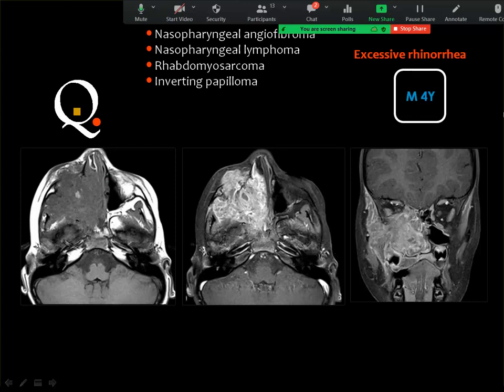The next case is a male child, 4 years old, with excessive rhinorrhea, and you can see in the MRI T1 a big mass in the nose as well as in the infratemporal fossa. The mass is heterogeneously enhanced, and you can see the full extent of the lesion inside the nose, inside the orbit, as well as in the infratemporal fossa. These are the diagnostic possibilities: nasopharyngeal angiofibroma, lymphoma, rhabdomyosarcoma, or inverted papilloma.